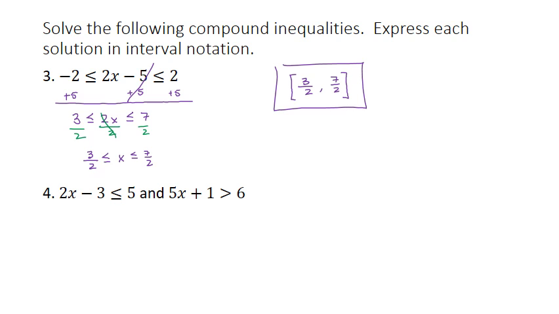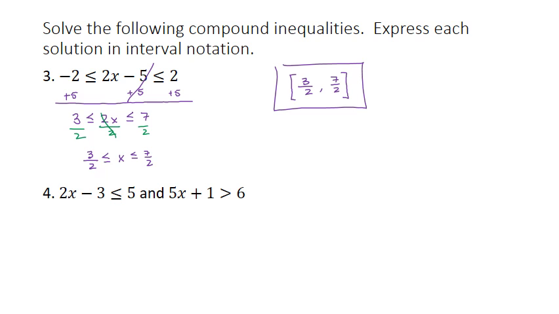Now, compound inequalities can also be written in a second way. This one's a little bit trickier, so let's do this together. What if it says something like 2x minus 3 is less than or equal to 5, and 5x plus 1 is greater than 6? If they are not put together, don't try to put them together. That's going to cause problems. Solve them separately, and then I'll show you what you have to do.